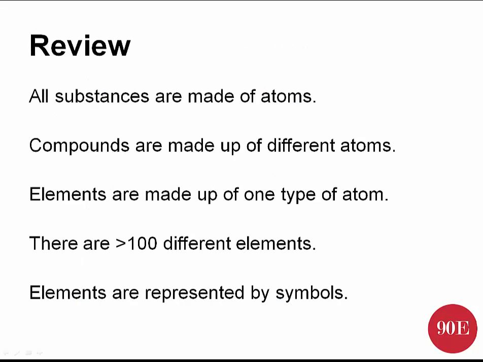For now, you just need to remember that all substances are made out of atoms, that compounds are compositions of different atoms, elements are made up of one type of atom, that there are more than 100 different elements in the world, and that elements can be represented by symbols.